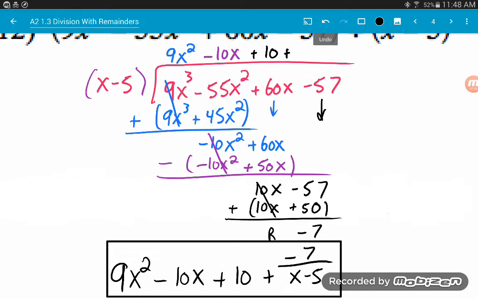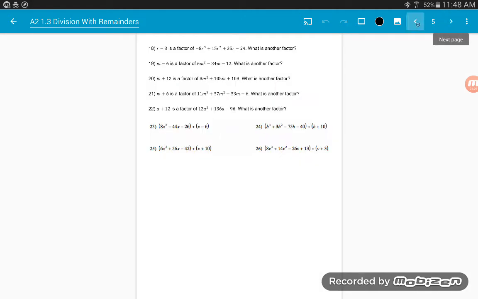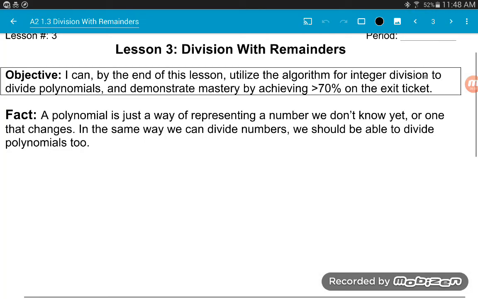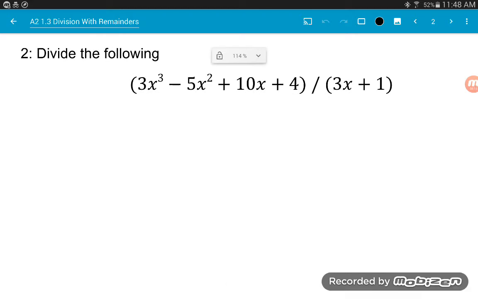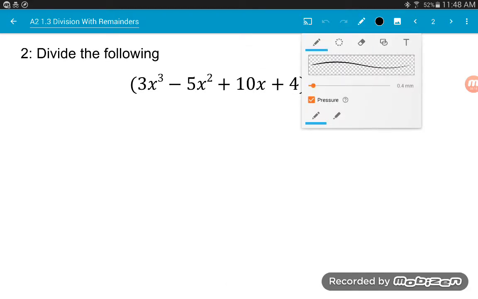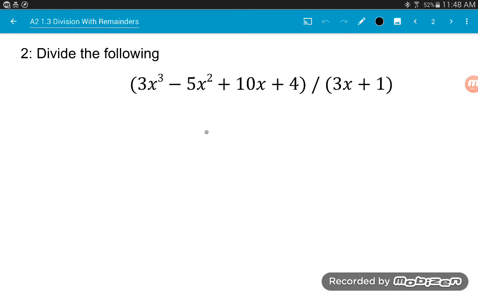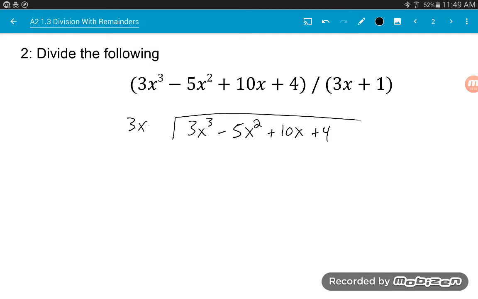I'll show one example without a remainder, just to show you how to do it in a slightly different context. The numbers are a little different. So one more question. Number 2. Number 2 was an exit ticket question from today. When I set this up, it's the same setup. 3x cubed minus 5x squared plus 10x plus 4 divided by 3x plus 1.